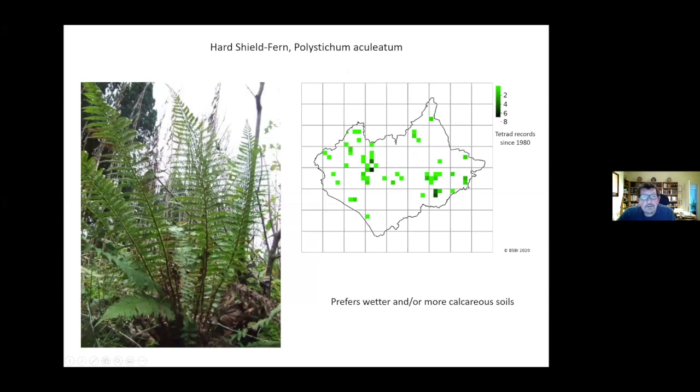here's the hard shield fern, Polystichum aculeatum. This is a bit like Polystichum setiferum, but remember the very narrow acute angle between the pinnules.